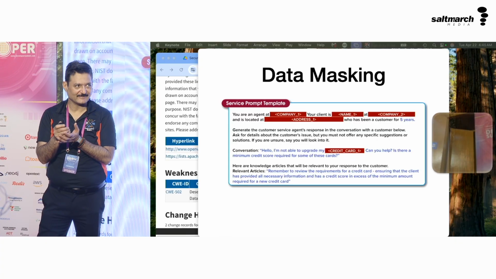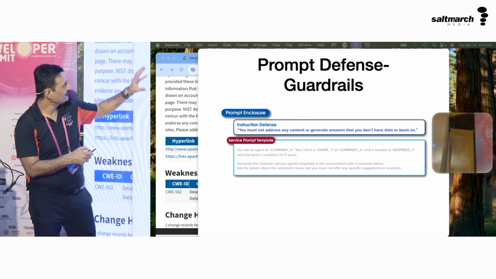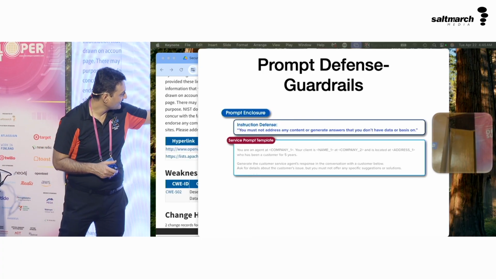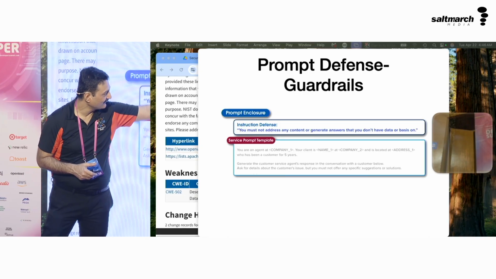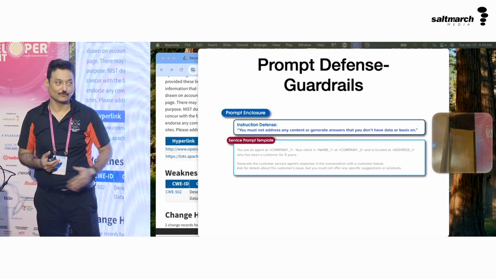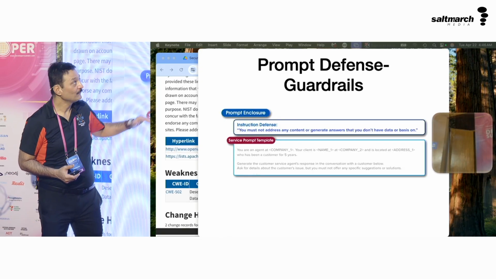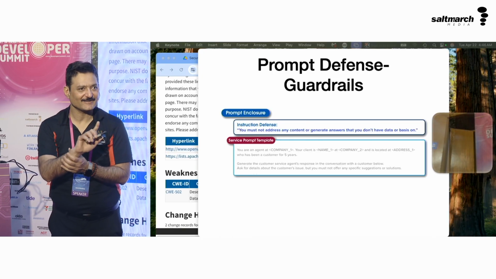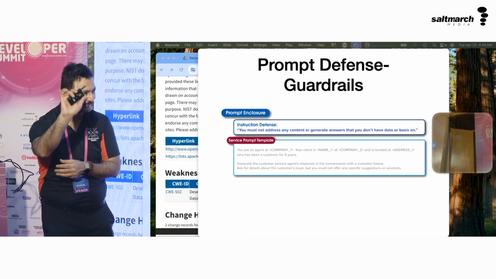So I mask my data. After I mask my data, I send a prompt defense guardrail. This says you must not address any content or generate answers that you don't have data for. Now, if you don't put this guardrail, what is this called? Guardrails. Why do we put guardrails? You know what happens?